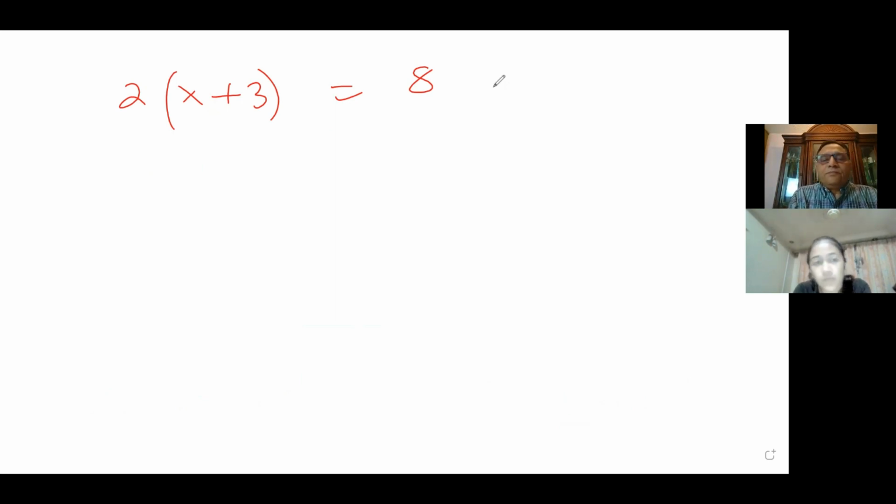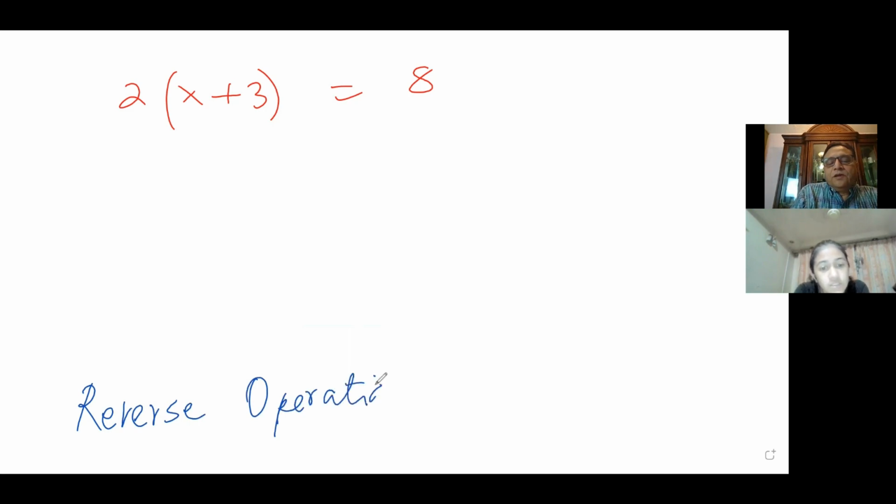Now, let's take up another example. And this time, we have a different kind of example. We are going to use a bracket. So 2 times (x plus 3) equals, let's say, 8. How are you going to solve this particular question? So here, we are going to do reverse operations, right? Reverse operation means, in this case, first we have to divide by 2 and then take away 3.